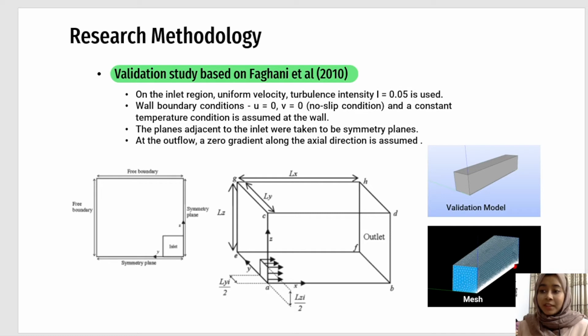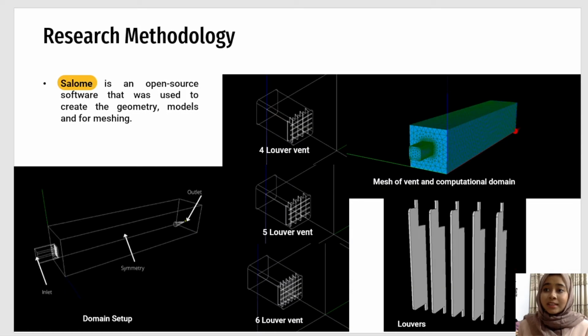Next, we'll briefly discuss Salome. Salome is an open source software that is used to create the geometry models, and it was used for meshing. Now you can see the domain setup here. You can see the inlet, symmetry, and the outlet. You can also see the different vents that were taken into consideration for this study: the 4 louver vent, the 5 louver vent, and the 6 louver vent. You can also see the mesh of the computational domain and a close-up of the louvers.